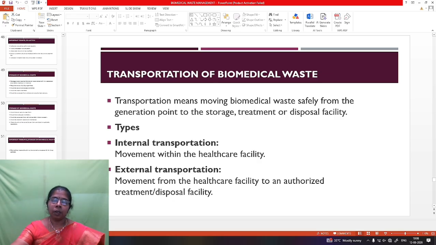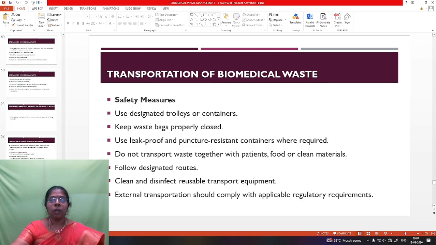For example, if it is in a hospital. External transportation means movement from the healthcare facility to an authorized treatment or disposal facility. So what are the safety measures for the transportation of biomedical waste? Use designated trolleys or containers and keep waste bags properly closed. Use leak-proof and puncture-resistant containers where required. Do not transport waste together with patients, food or cleaning materials, and follow designated routes.